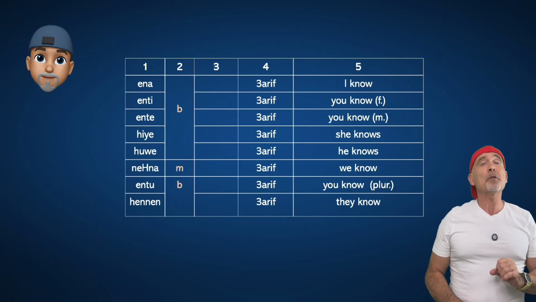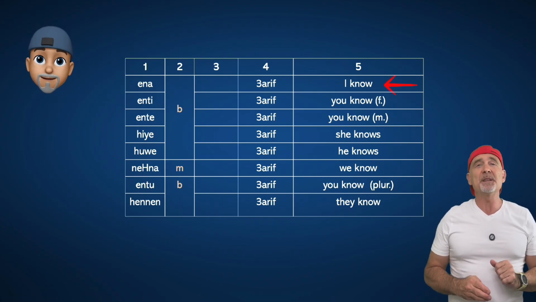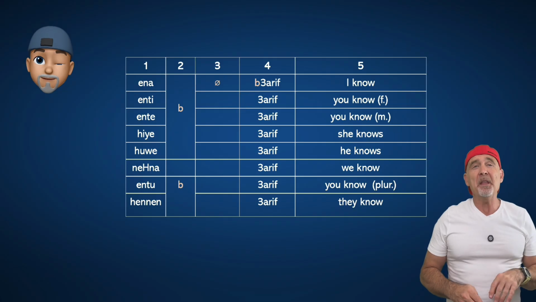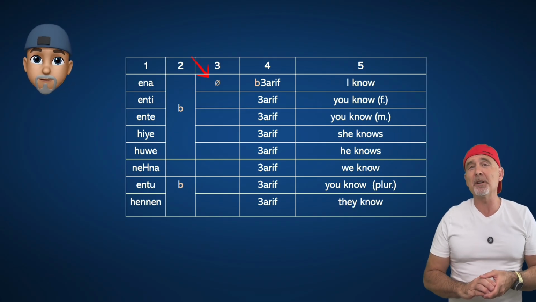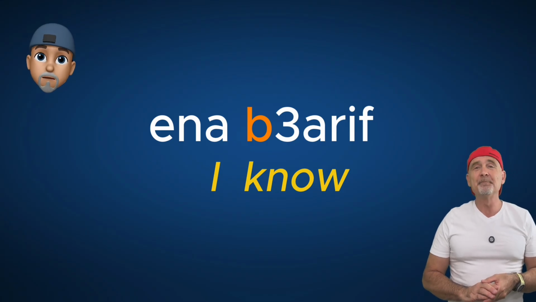Let's build the singular forms first. I know. For Ana, I, we simply add b before the verb. There is no other stuff to attach. I call it the zero form. Ana بعرف. Ana, barif. Oh, that's easy so far. Exactly.